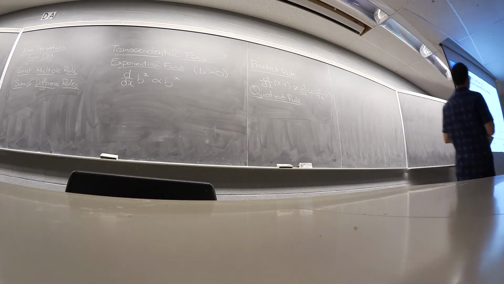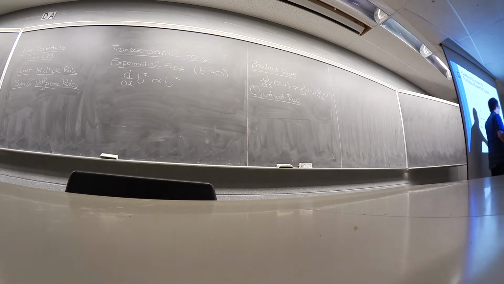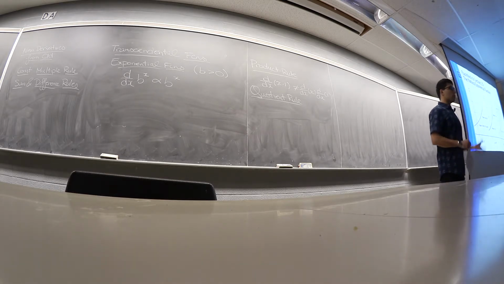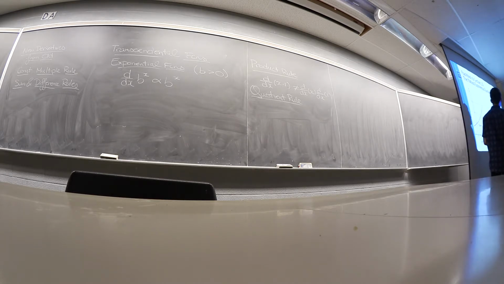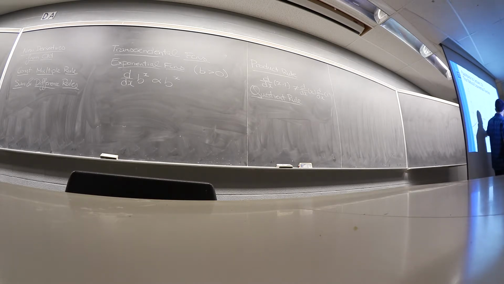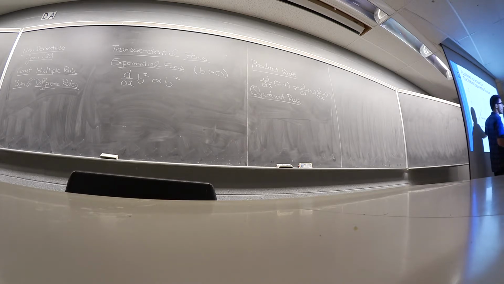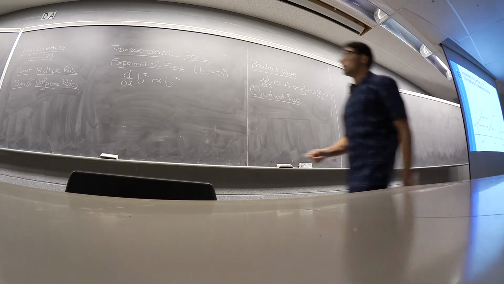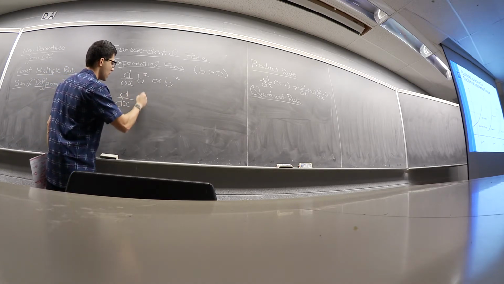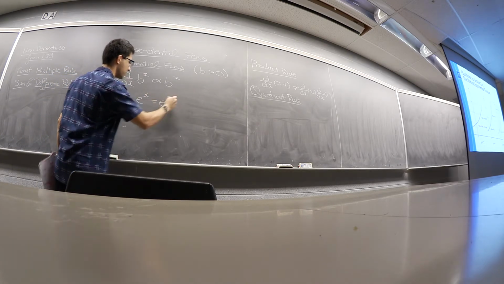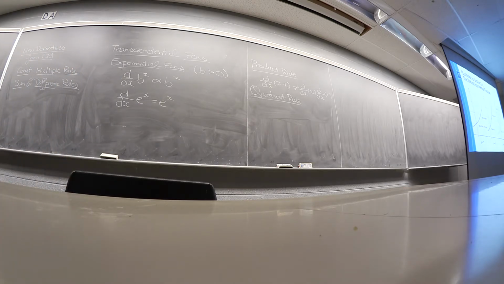Way back then, we talked about how the natural exponential function, the one with base e, is the only one where the constant of proportionality is 1. It's the only one where the slope of the tangent at a point is precisely equal to the value of the function at that point. Or in other words, e to the x is its own derivative.